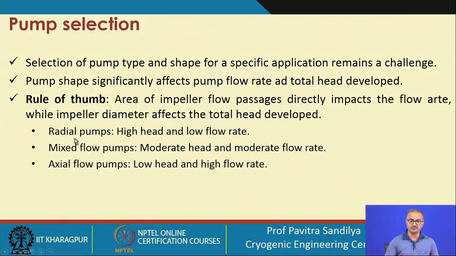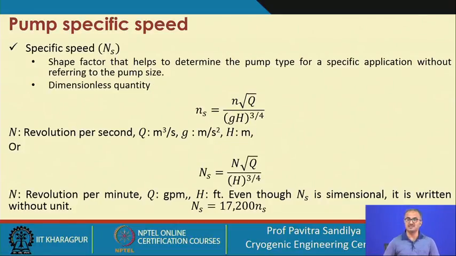With this thumb rule we have some kind of guidelines. We can say that radial pumps are used if we want high head but at low flow rate. We can use mixed flow pumps if we need moderate head and moderate flow rate, and axial flow pumps are used when we need low head but at high flow rates. So, these are just some guidelines.